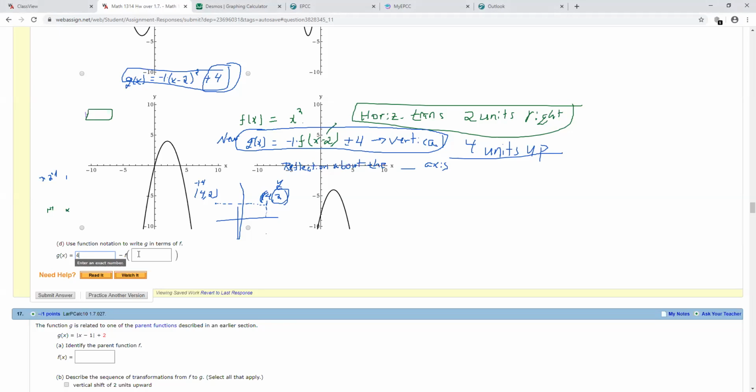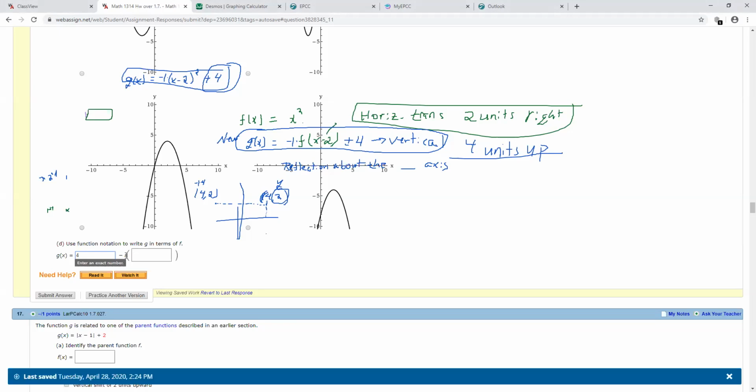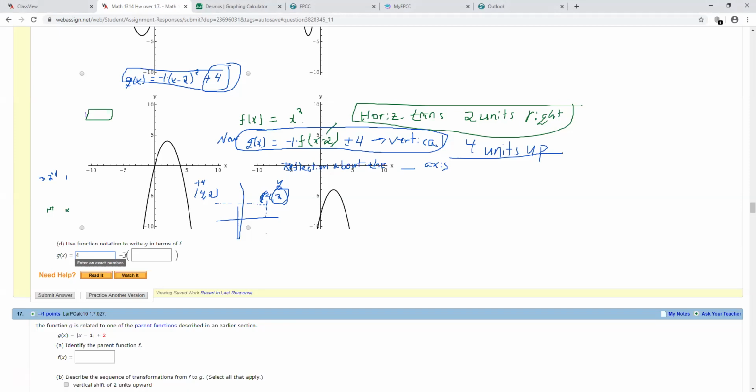And then what's going on in front of the function? That was the multiplication of -1. Yeah, that was this part. But what's being done inside the function? We're doing what to the x? Subtracting 2. So that's this part.